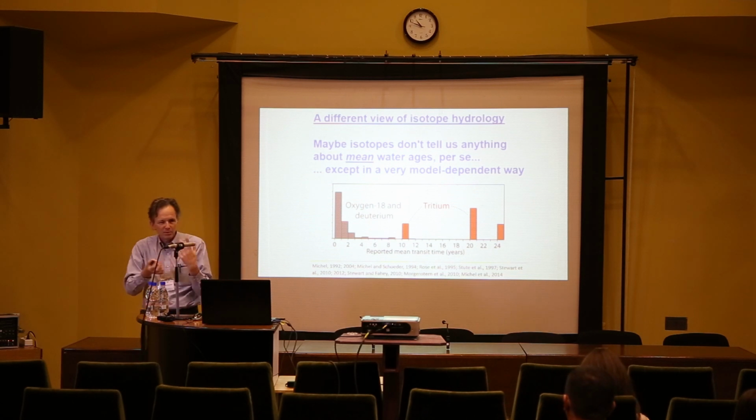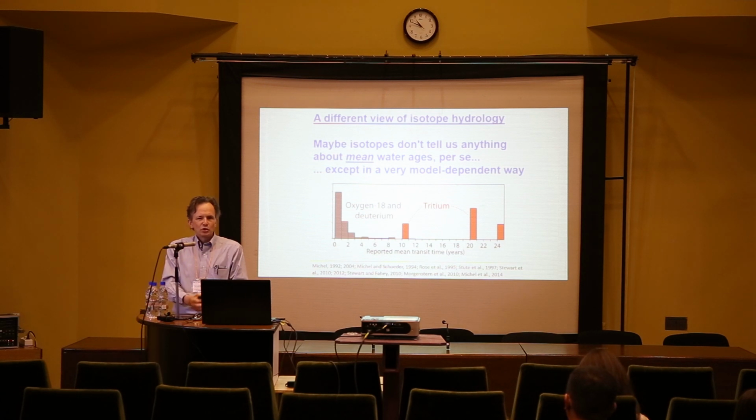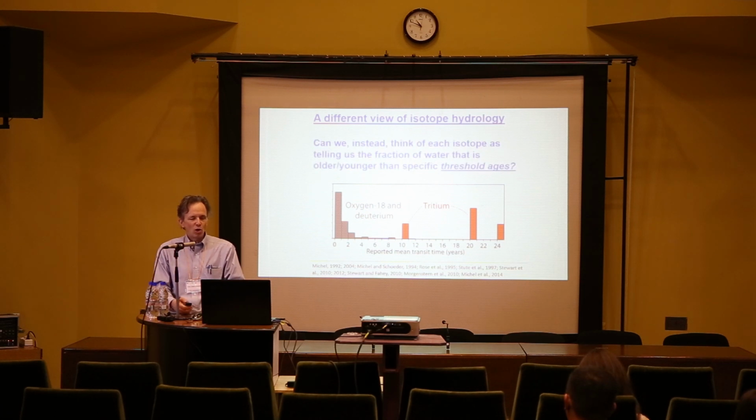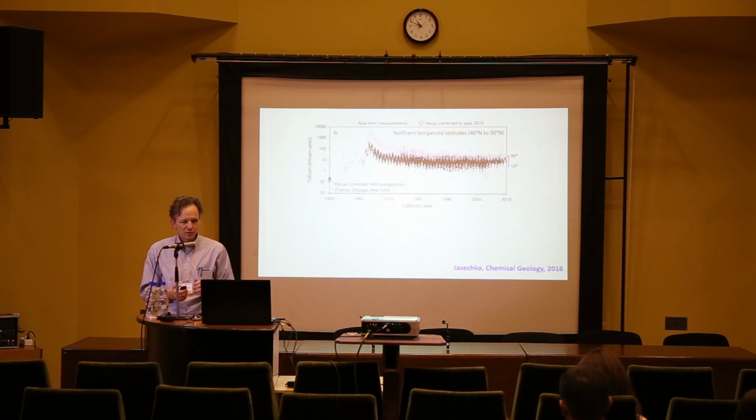The point of view that's emerging is one in which tracers and isotopes may not tell us anything about average water ages, but they may tell us something about the fraction of water that is older or younger than a specific threshold age. Now let's illustrate this with tritium.